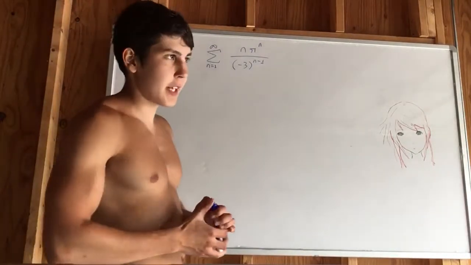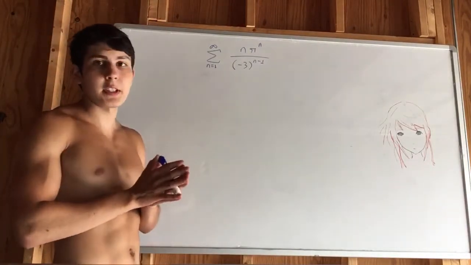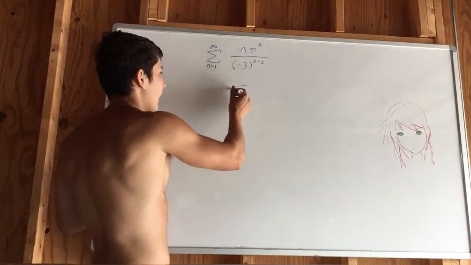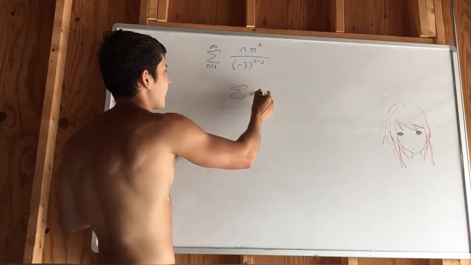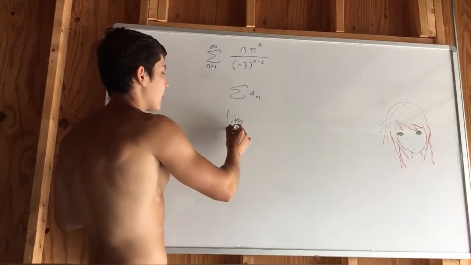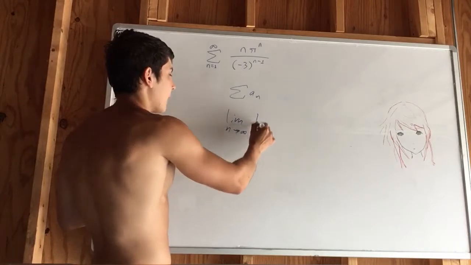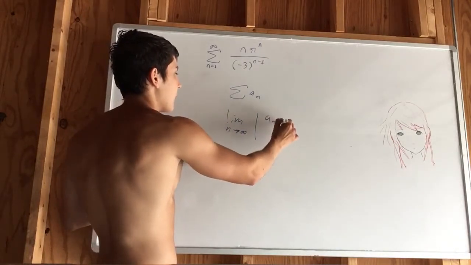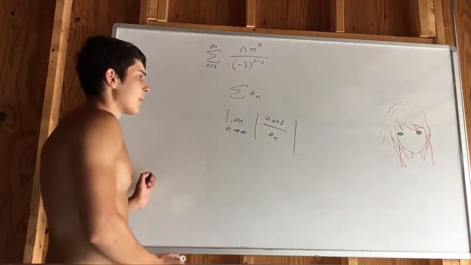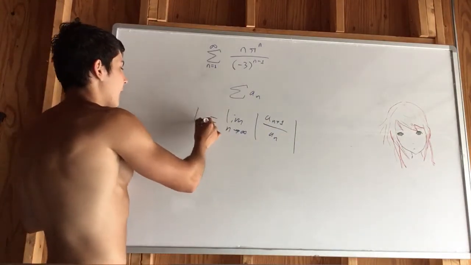We're going to use a ratio test to determine whether the series is convergent or divergent. So with the ratio test, we have a series of this form, and then we take the limit as n approaches infinity of the absolute value of a sub n plus 1 over a sub n. We do this to find L.